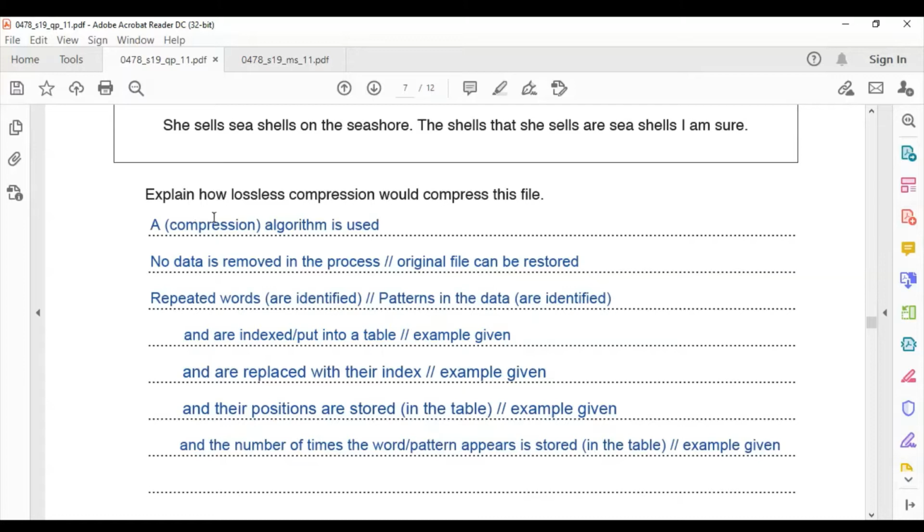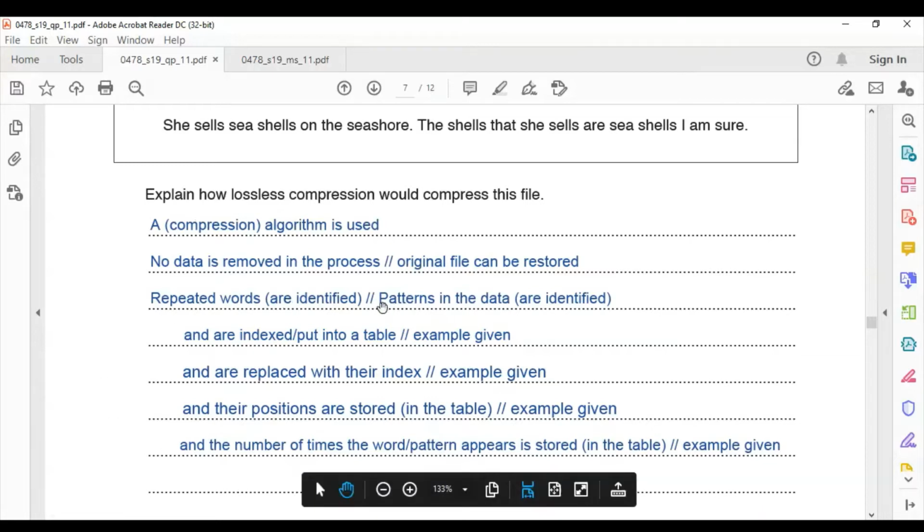Okay, so first, a compression algorithm is used and no data is removed in the process and the original file can be restored. Repeated words and patterns in the data are indexed or put into a table, and are replaced with their index. Their positions are stored in a table, and the number of times the word or pattern appears is stored in the table. These are all valid points, and if you write any 5 of these points, you will get all the marks for this question. But other methods of lossless compression will also be awarded marks.